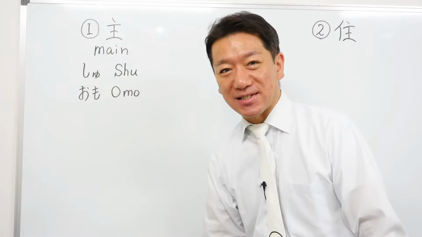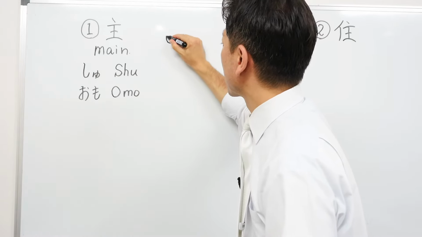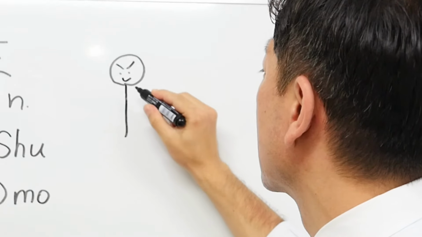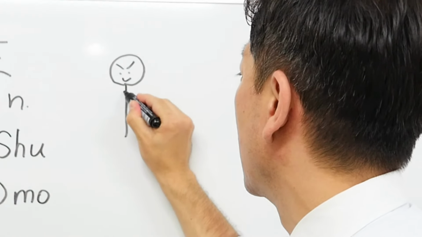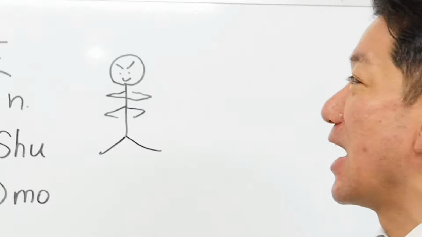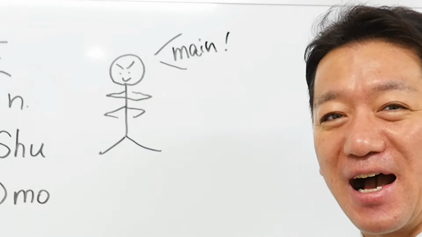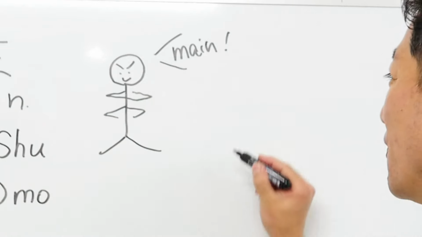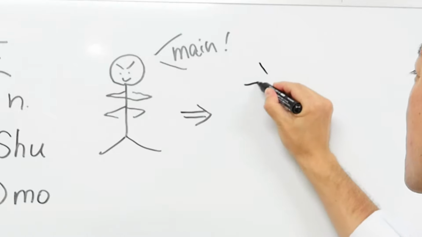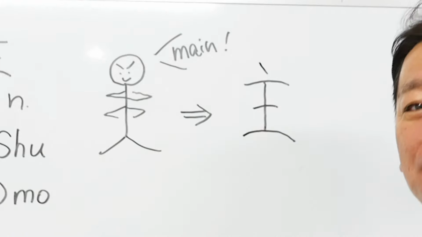Okay, then how to remember this kanji is, if you have a close look, maybe you can imagine a main man with a kind of collar around his neck saying, or maybe shouting, I'm a main man. Okay? So, this simple illustration can be transformed into this kanji, shu, which is main in English.